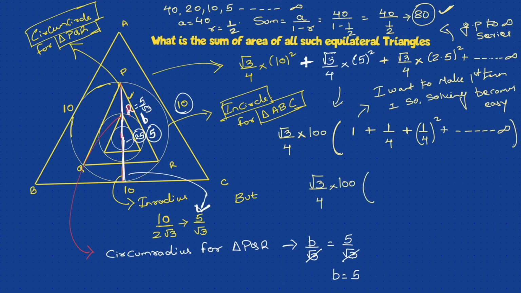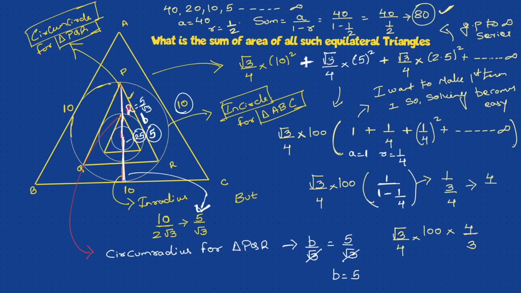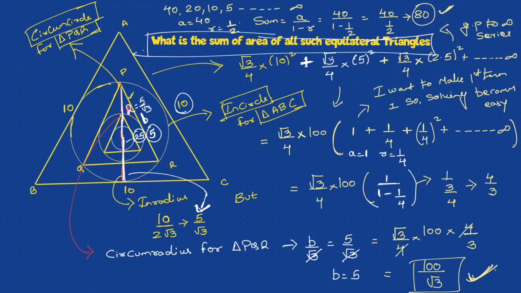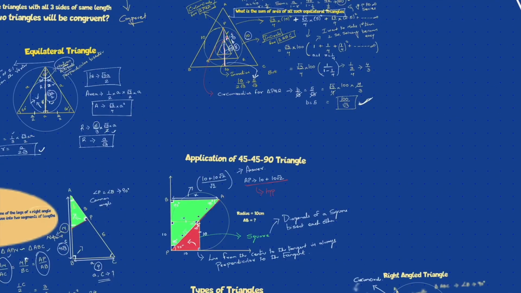Now if this is outside, this is nothing but a GP where the first term is 1, and the common ratio, second term upon first term, is 1 by 4. The sum of this infinite GP is a upon 1 minus r, so 1 upon 1 minus 1 by 4. 1 minus 1 by 4 is 3 by 4. It reverses and becomes 4 by 3. 4 gets cancelled. The answer comes out to be 100 upon root 3, and that is your final answer. The sum of the areas of all these equilateral triangles is 100 upon root 3. That's an application of the equilateral triangle.